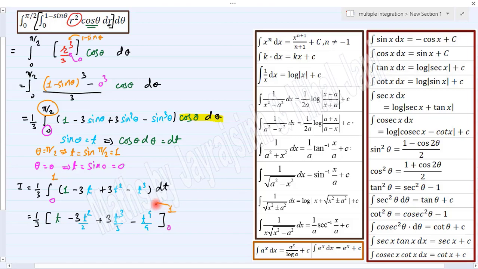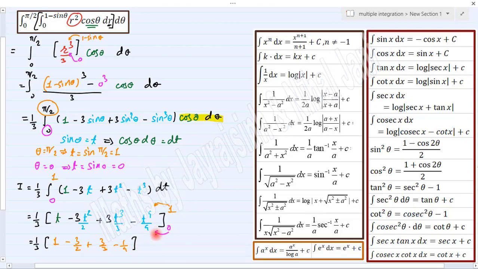Now let's substitute the limit. From the upper limit, we will get 1 by 3, 1 minus 3 by 2 plus 3 by 3 minus 1 by 4. And from the lower limit, we will get 0. Okay? Now 3 by 3 will become 1. So your final answer will be 1 by 12. Ta-da!